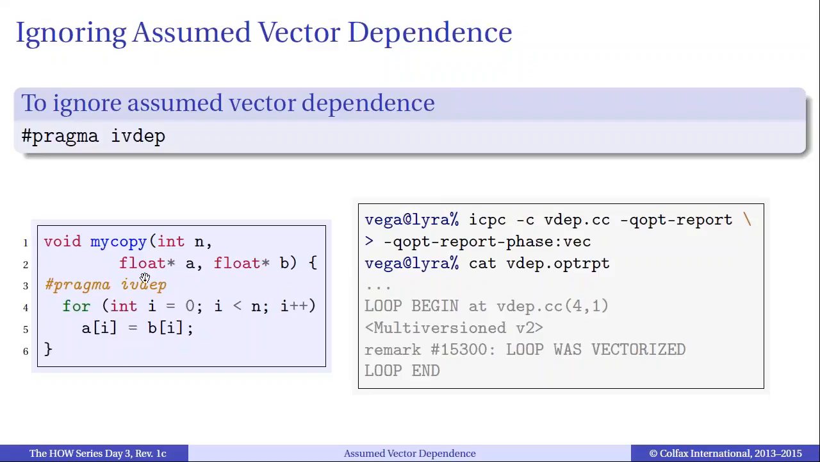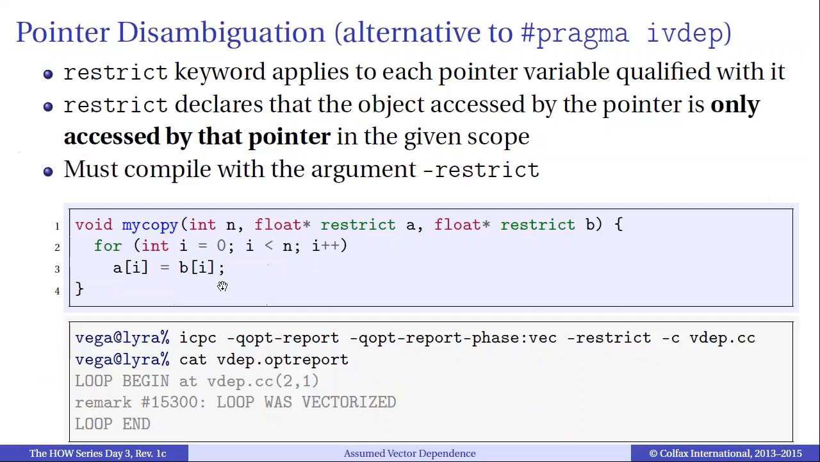Pragma ivdep, the need for it has been known for a while. And this is a very strong statement. You are promising to the compiler that there is no vector dependence. Sometimes you cannot make a promise that general, but you will know that some pointers are not aliased with other pointers. In this case, you can use a different language extension, the keyword restrict.